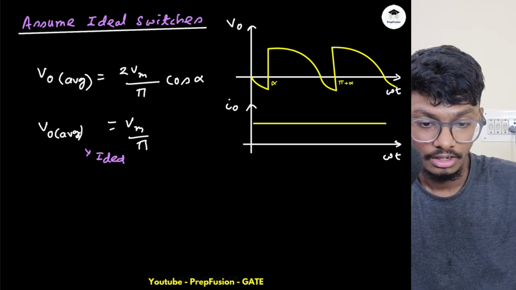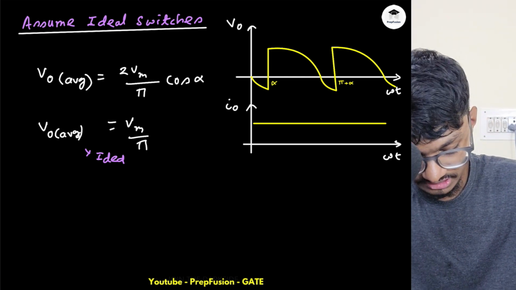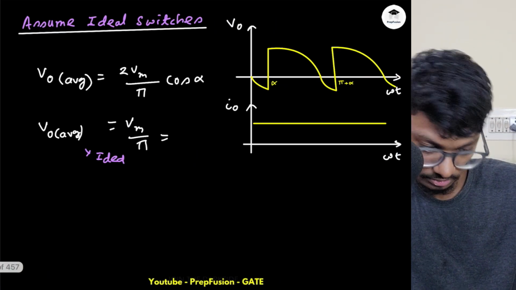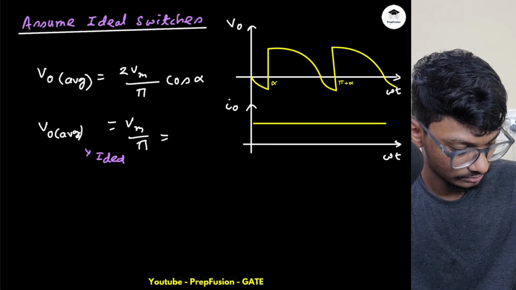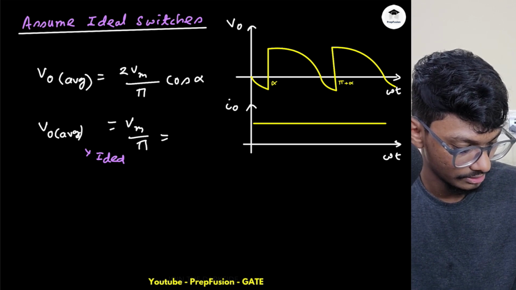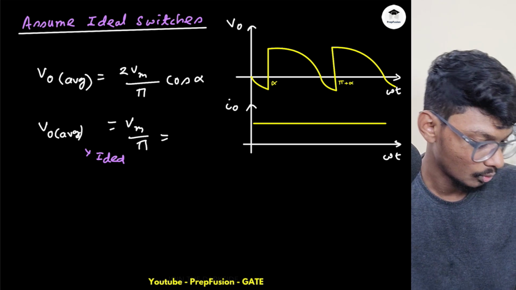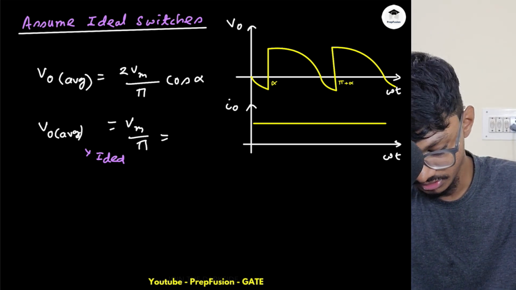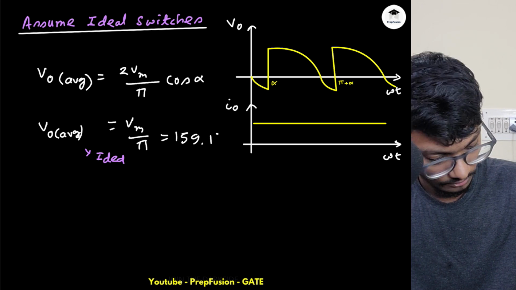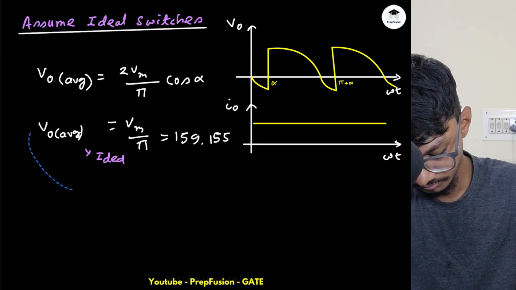Now the important point, what is this value? My Vm is 500, I believe. Yeah, Vm is 500, so Vm by pi will be what? 500 divided by pi is 159.155. So it is 159.155.